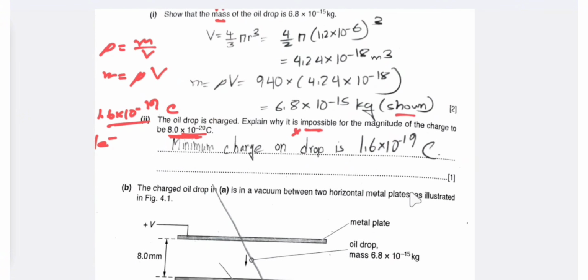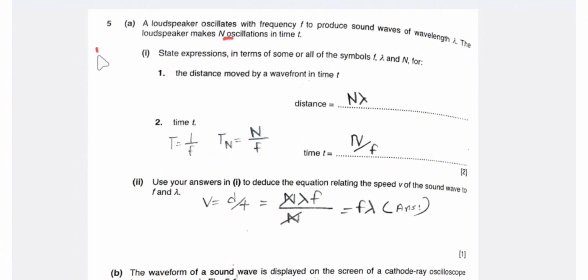Part A. A loudspeaker oscillates with frequency f to produce sound waves of wavelength lambda. So we have been given the value of frequency and the wavelength of the sound. The loudspeaker makes n number of oscillations in time t. We know that frequency is equal to the number of oscillations per unit time.